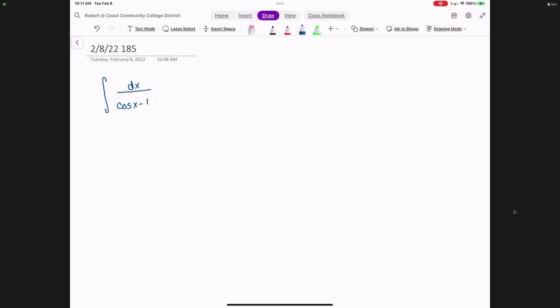Okay, so there isn't any obvious thing here. Like, for example, if there was a sine x sitting up here, then obviously we would do u as sine and du as cosine. Well, let's see here. Let's think about some identities.